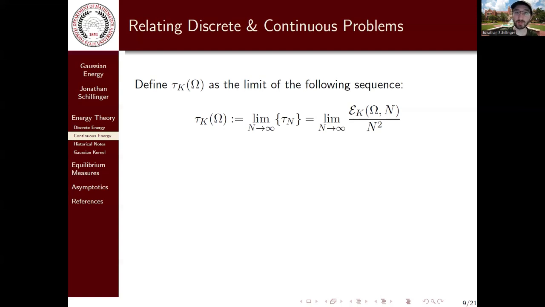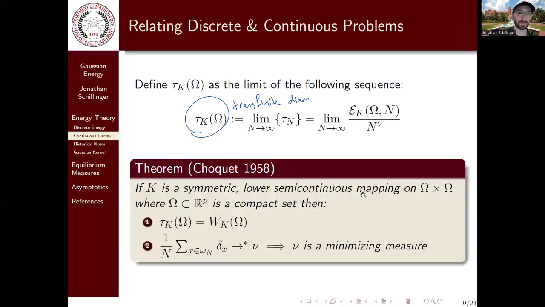And this is a historically relevant result by Choquet, also in the 1900s. The sequence we looked at before, that Choquet showed was non-decreasing, the energy is only ever going up in the discrete case. This limit of that sequence is also called the transfinite diameter of your set with respect to that kernel. What Choquet showed in the 1950s is that this limit, when it exists, is the same as the continuous energy.